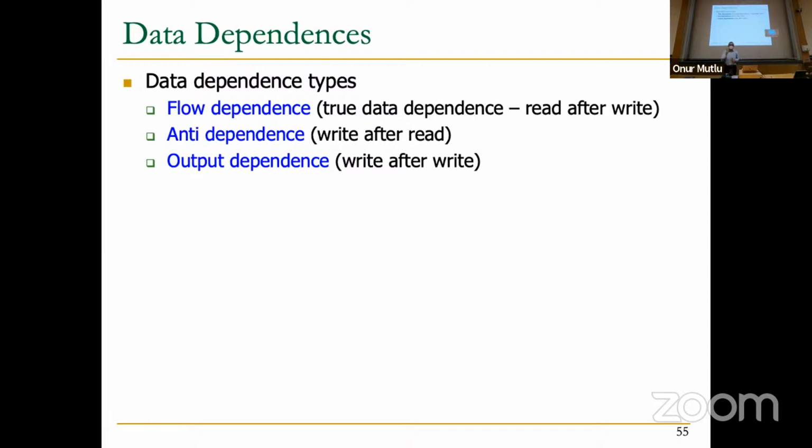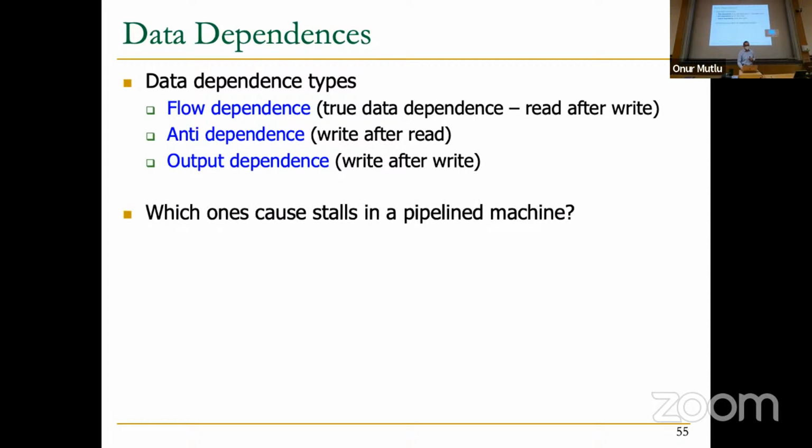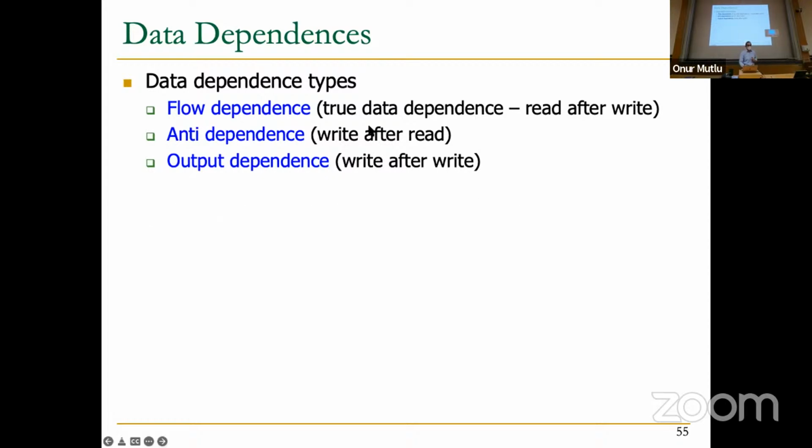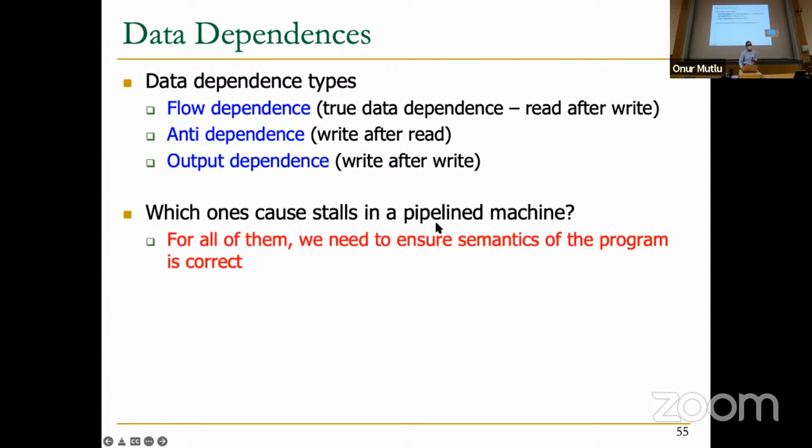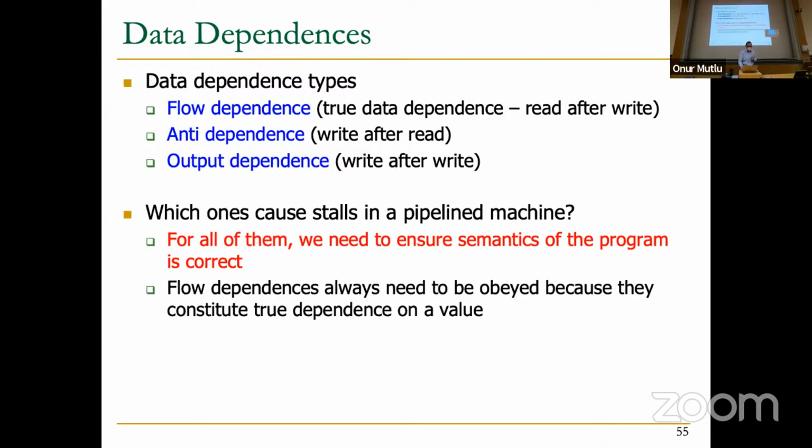So the second 2 are kind of weird, right? They're not really communicating between instructions. That's why they're not true data dependencies. These are also called false dependencies. So we'll take a look at that in a little bit. But actually, any one of these can cause stalls in a pipelined machine. For all of them, you need to ensure the semantics of the program is correct. You cannot ignore them. If you do something wrong, you may actually get the wrong result. So flow dependencies always need to be obeyed because they constitute a true dependence of a value, as we will see in a little bit.